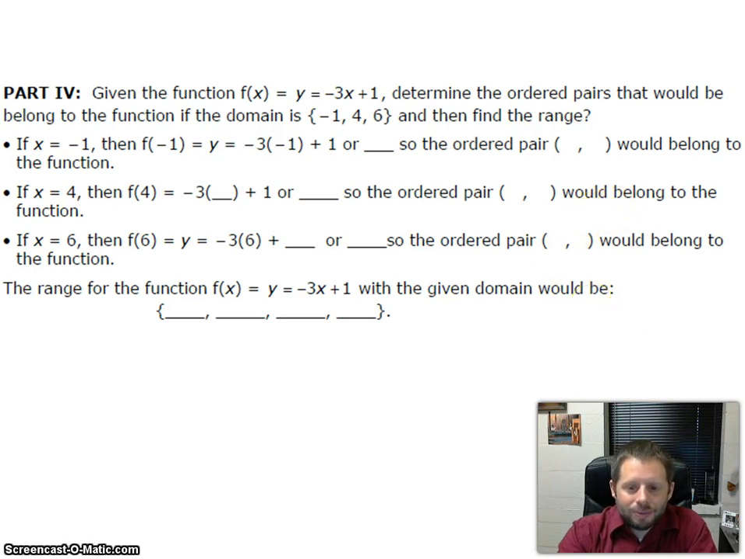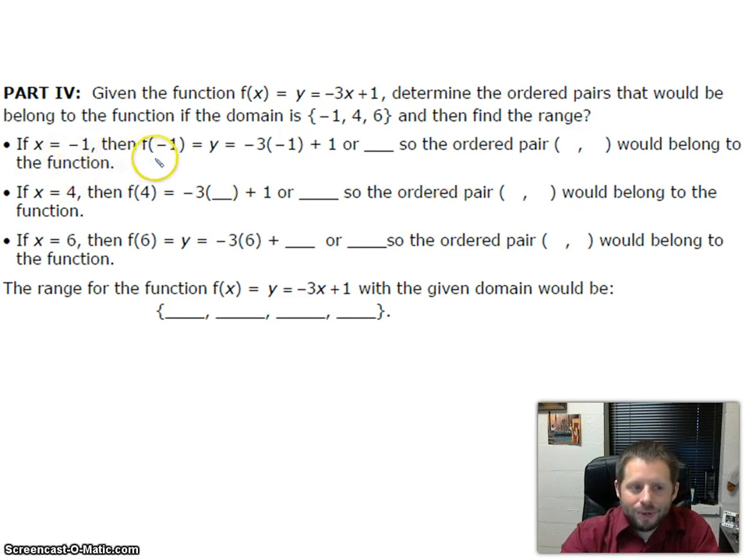Now, another way that we sometimes deal with domain and range is we have a function, and within our function we are given a parameter, either the domain or the range, and we have to find the opposite. So in this example, our function is f of x, or y equals -3x plus 1. First, we want to determine what ordered pairs would belong to this function if we were given the domain to be -1, 4, and 6. And once we find those ordered pairs, then we should be able to determine what the range is based on those domain values. So let's begin by plugging in these x values.